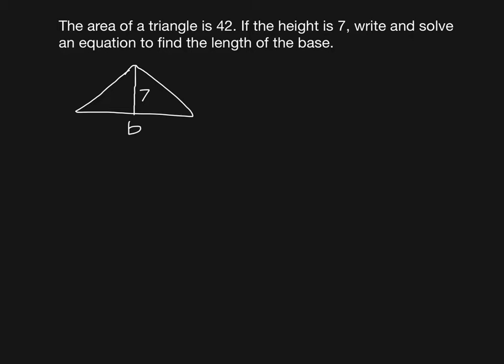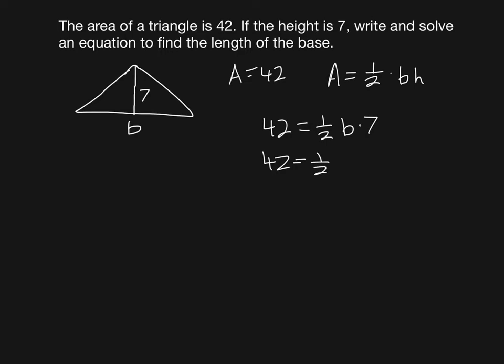Now we know that the area is equal to 42, and we also know that the area of a triangle is equal to 1/2 times the base times the height. So I can put this information in here. I know my area is 42, and I know this is equal to 1/2 times b times 7. Now I'm going to reorganize this a little bit. I'm going to put 42 equals 1/2 times 7 times b.